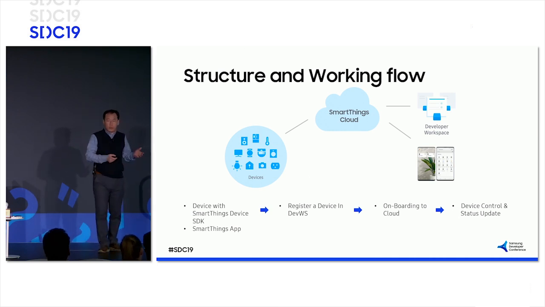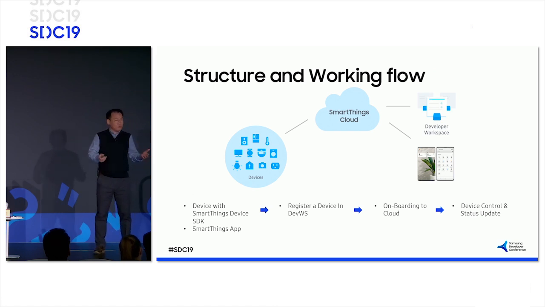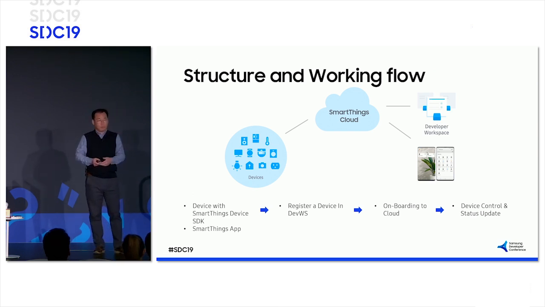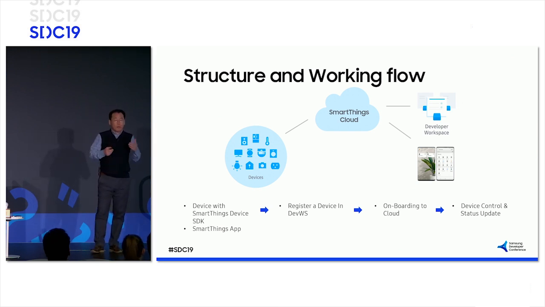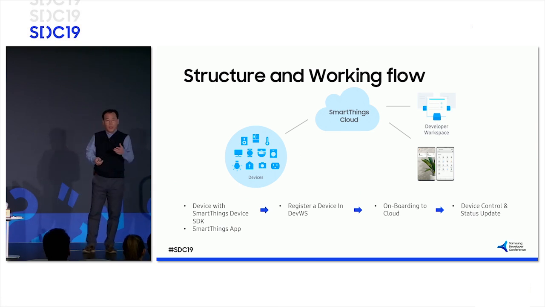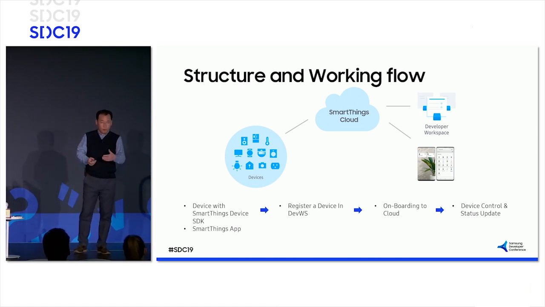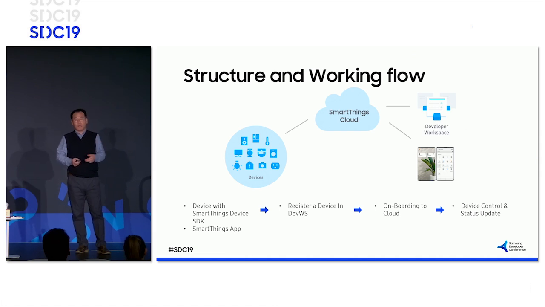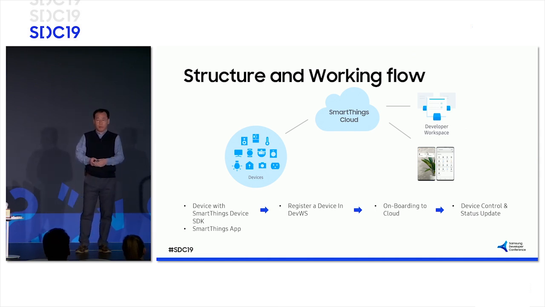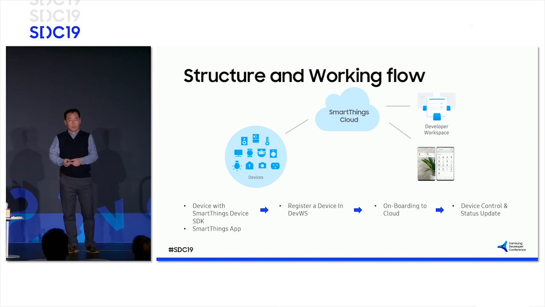Let's look at the structure and its working flow for the direct connect type. Three components are related to integrating your Wi-Fi enabled device by using direct connect type. First, you have to develop a Wi-Fi enabled device with the SmartThings Device SDK. And the SmartThings app has to be installed on your mobile. Afterward, you register for the SmartThings platform in developer workspace. Then you can discover your device on the catalog and SmartThings app. And you can start the onboarding process.